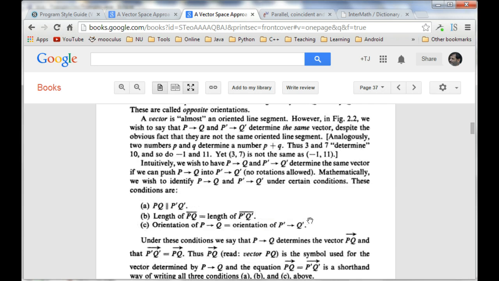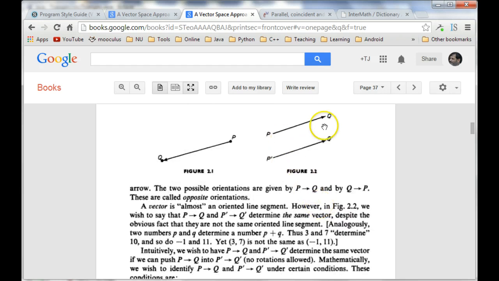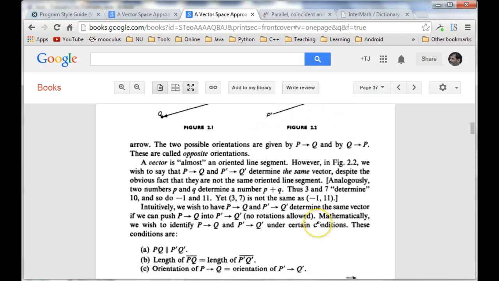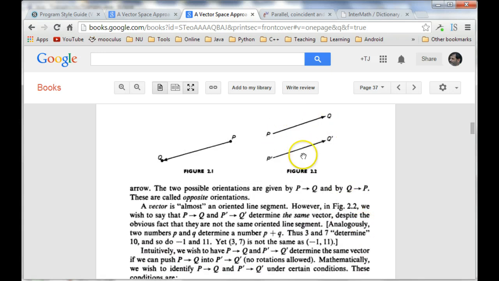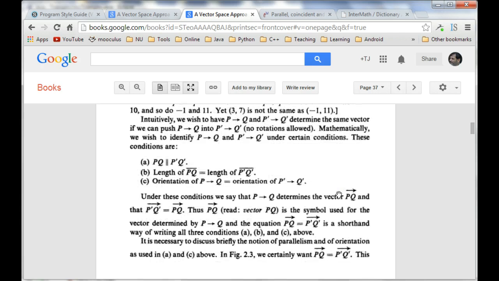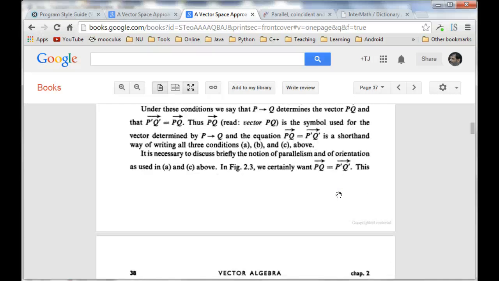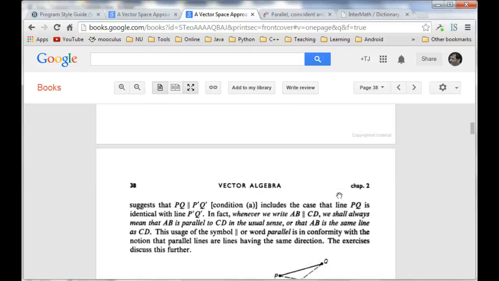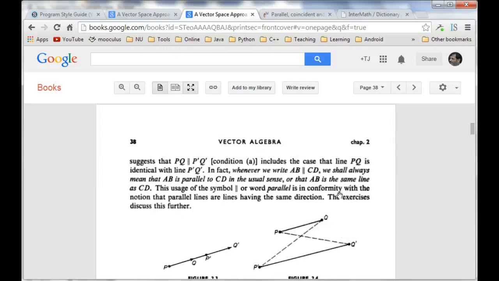And making it a little more formal, you could say if PQ is parallel to P prime Q prime, and the length of PQ is the same as the length of P prime Q prime, so these are parallel, they have the same length, and their orientation is the same. They both start at P and end at Q, then they're equivalent. And they're the same vector, basically. There's a little bit more to it that he wants to be clear about.